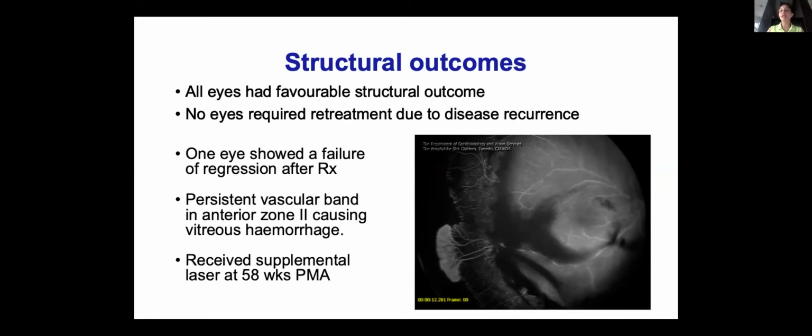This was a very ill child who had multiple resuscitations, and this child developed a persistent vascular band that can be seen lighting up in the fluorescein angiogram here, and this area caused vitreous hemorrhage. This infant needed laser at 58 weeks postmenstrual age.